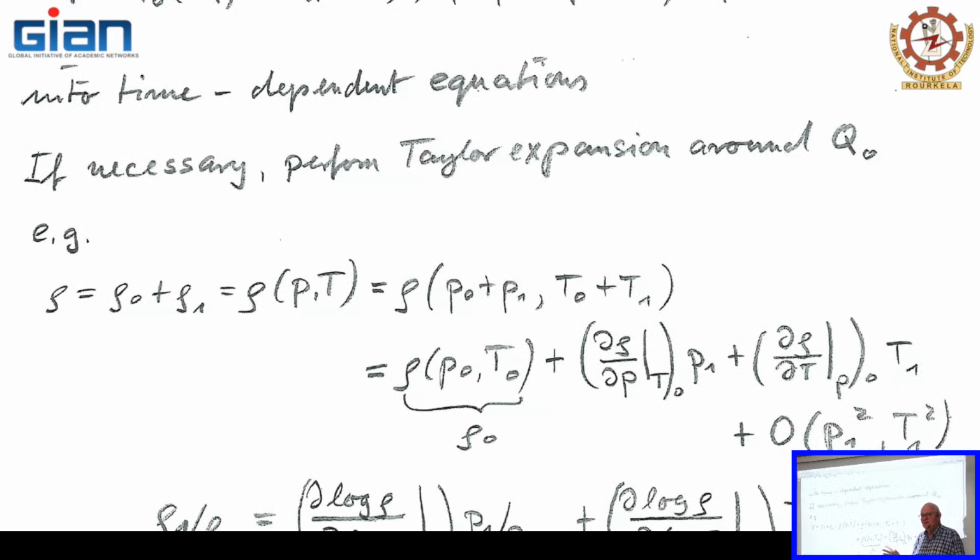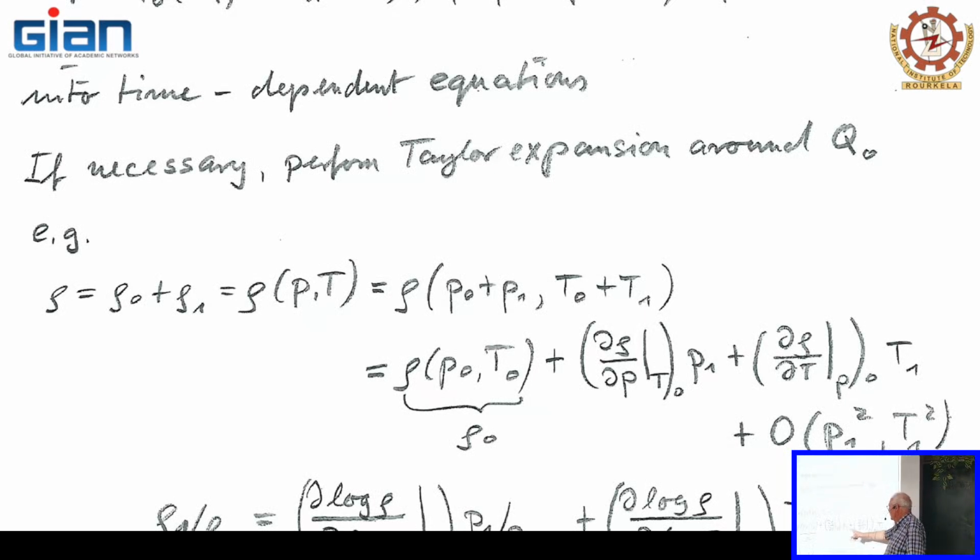This is according to a Taylor expansion, the value of the density at P0 and T0. And that is, of course, our rho naught. So the rho naught will cancel. If we compare the left-hand side and the right-hand side, you see the rho naught, of course, cancel. And this will give an expression for the perturbation in density rho 1. So let's perform this Taylor expansion. Then this is the derivative of the density with respect to pressure times the perturbation of the pressure plus the derivative of the density with respect to temperature times the perturbation in the temperature.